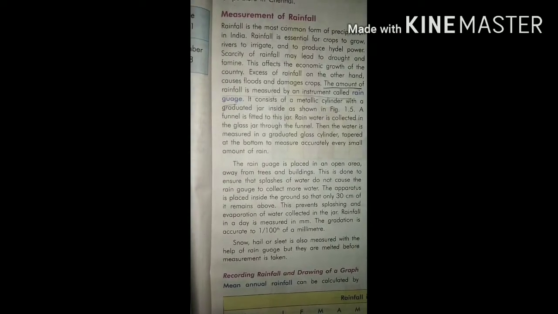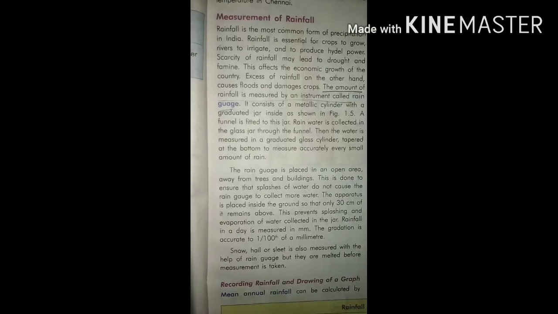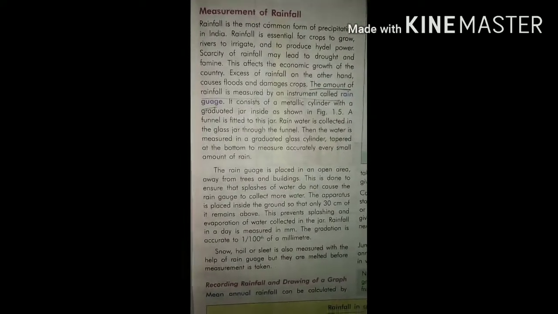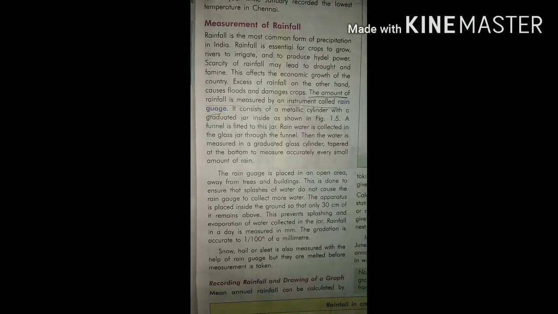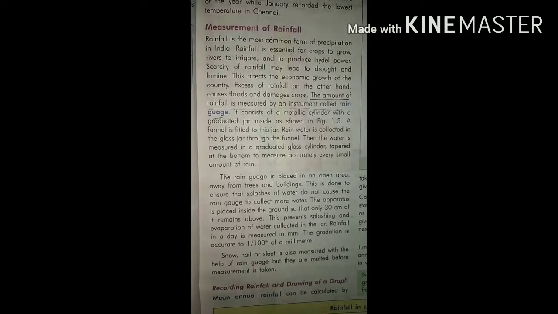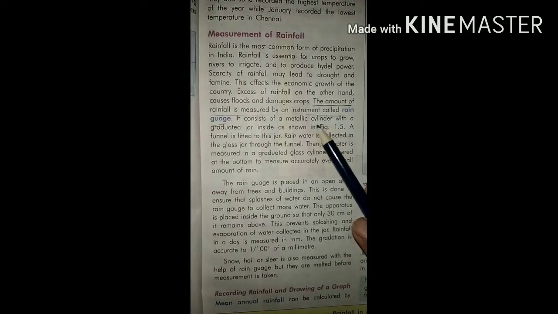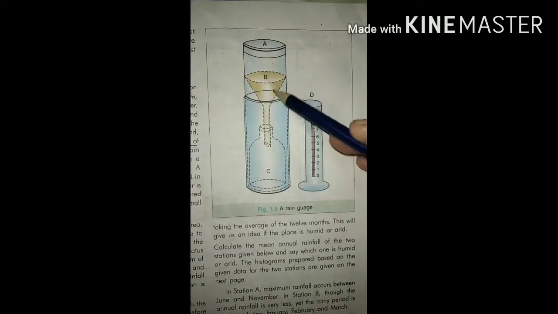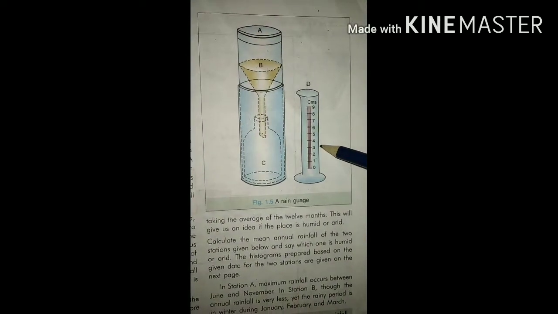The amount of rainfall is measured by an instrument called a rain gauge. Like we use a thermometer to measure the temperature, a rain gauge is also an instrument to measure the rainfall. It consists of a metallic cylinder with a graduated jar. You can see this is the metallic cylinder and this is the graduated jar.